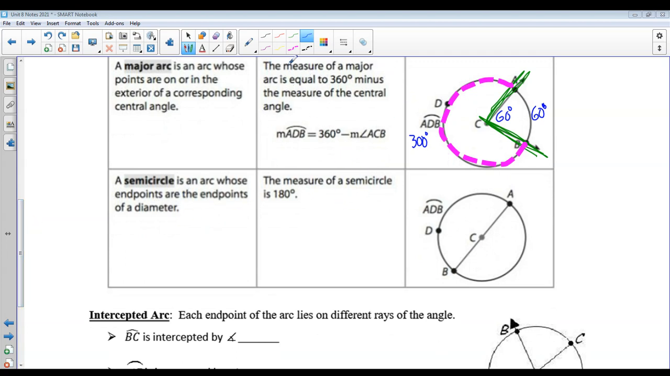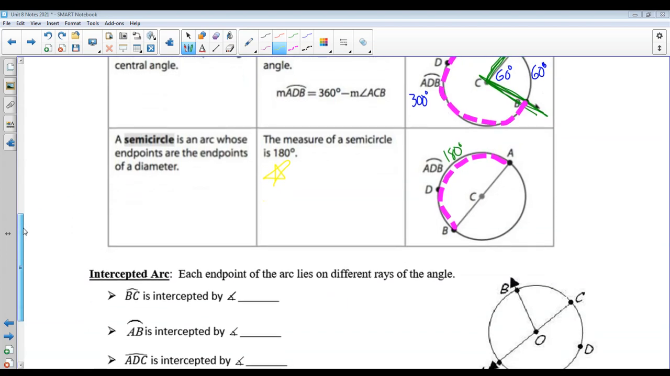A semicircle is an arc whose endpoints are on the diameter. So there's chord AB, it's also a diameter. And if I look at arc ADB right here, following along with my pen, since this is exactly half the circle, we know that's going to be equal to 180 degrees. This is a really critical thing to look out for, those diameters. So naming arcs, seeing arcs, looking at those central angles is going to be a really important thing for next class.